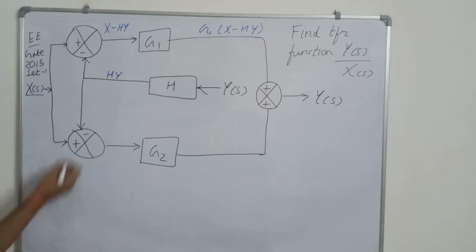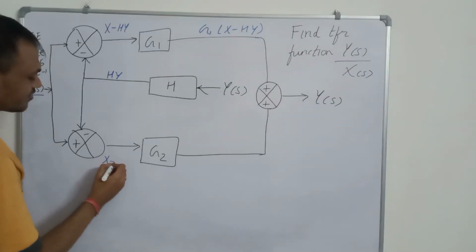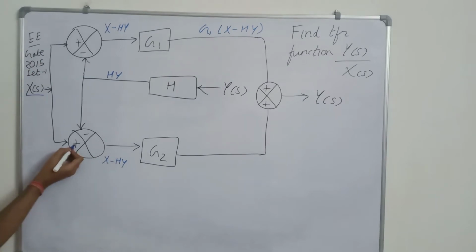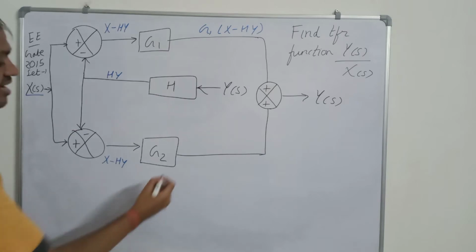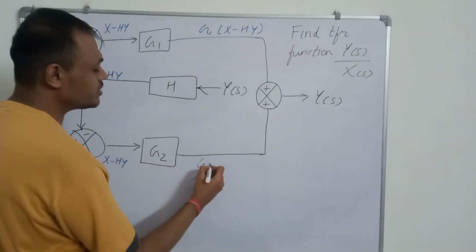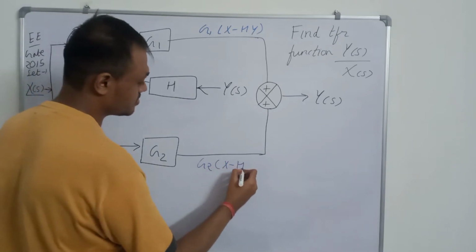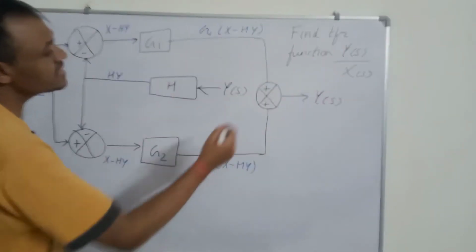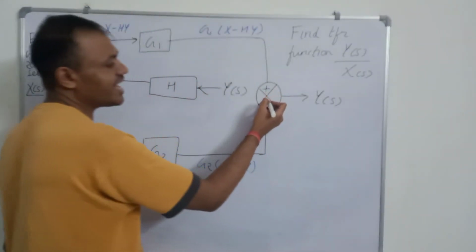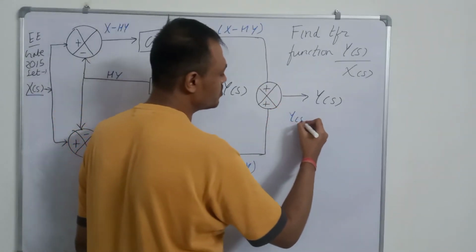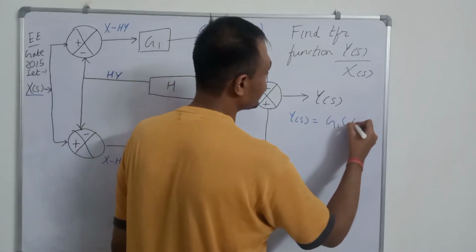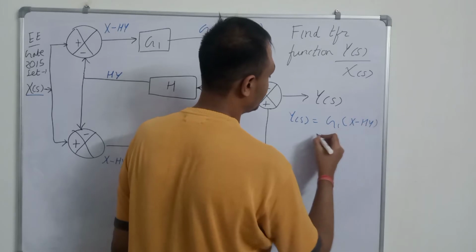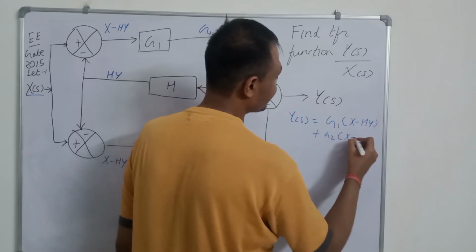Now again HY is getting subtracted from X, so X minus HY, because X is getting added and HY is getting subtracted. And here G2 will get multiplied, so it will be G2 into (X minus HY). So Y(s) will be equal to, now both are getting added, G1 into (X minus HY) plus G2 into (X minus HY).